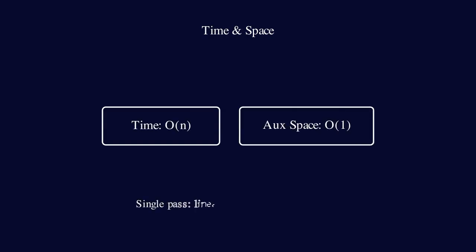The whole scan is linear time O(n) because we touch each element once. Space is constant O(1) since we only store largest and second largest. Compared to the two-pass approach, we compress the work into a single sweep without any extra memory or sorting.